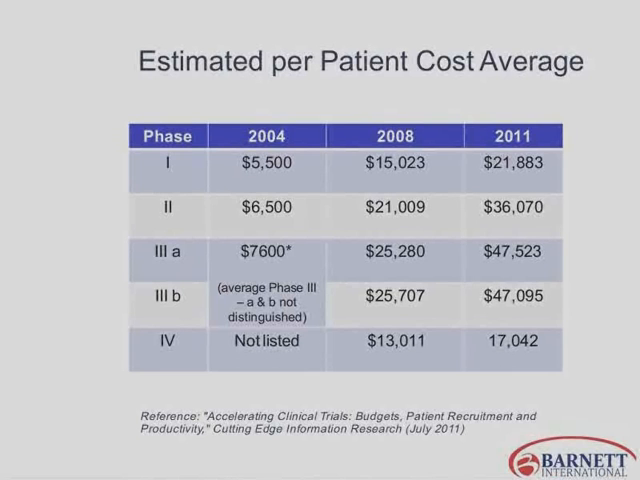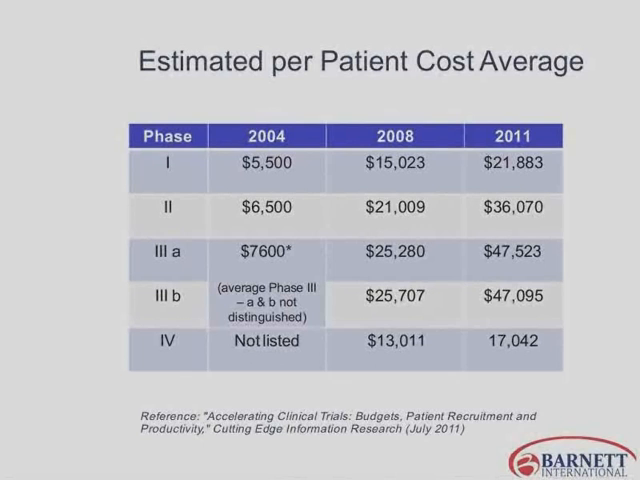In phase 3A and 3B, in 2004, they really weren't distinguishing A and B as much. So it was $7,600 in 2004. You can see a pretty large increase to $25,280, and then again almost doubled in 2011 to $47,523.